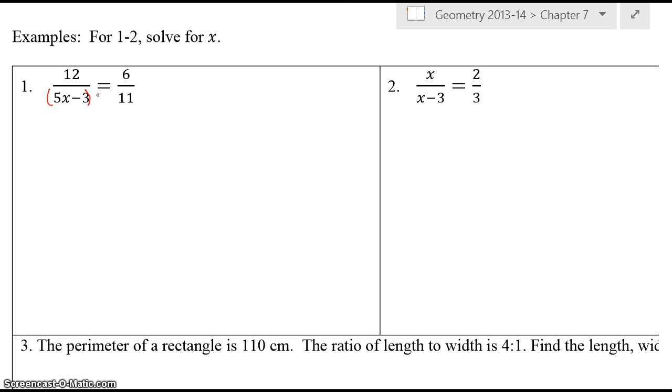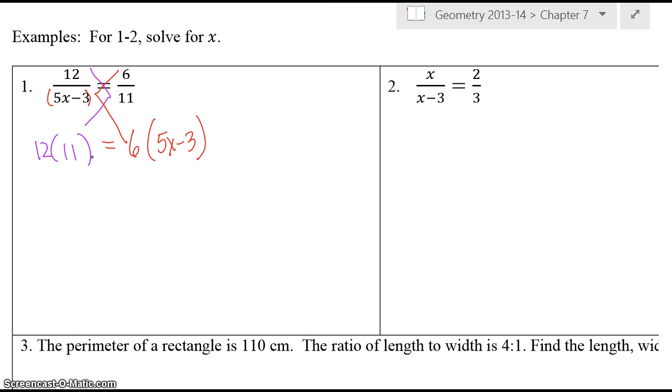So I am going to take 6 times 5x minus 3. Notice I put the parentheses around it just like we started out our problem with at the beginning. Equals, we have to cross the other way, 12 times 11. Now, I know that you could probably do 12 times 11 right off the bat, but for sake of notes, I would write that down so you know where all the numbers come from.